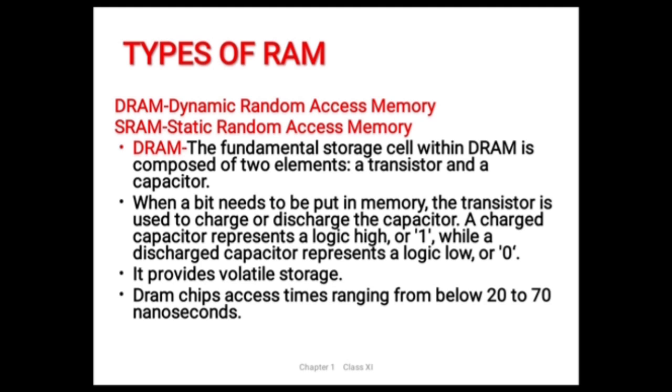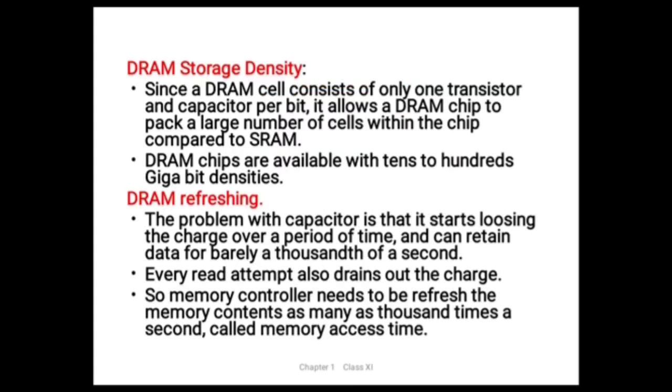But this kind of DRAM memory has some problems that we will discuss now. DRAM access times range from 20 to 70 nanoseconds. Let's talk about DRAM refreshing and storage density. We need one transistor and one capacitor per bit. So if my RAM has 512 memory locations, I need 512 capacitors and 512 transistors. That's why the storage density of DRAM is obviously high. They are available with 10 to 100 gigabit densities. Then comes DRAM refreshing.